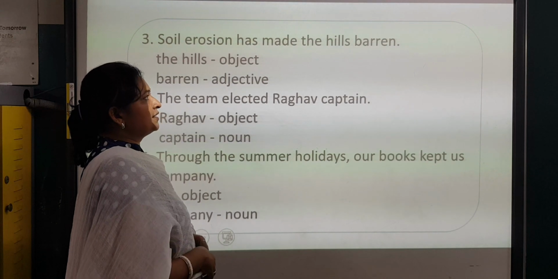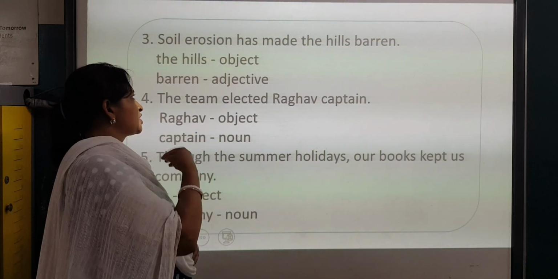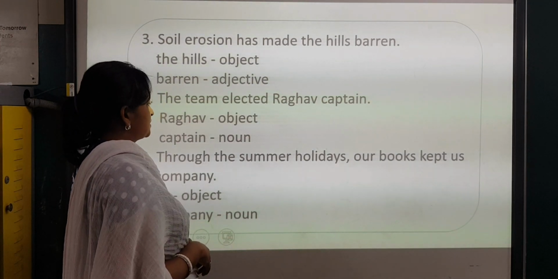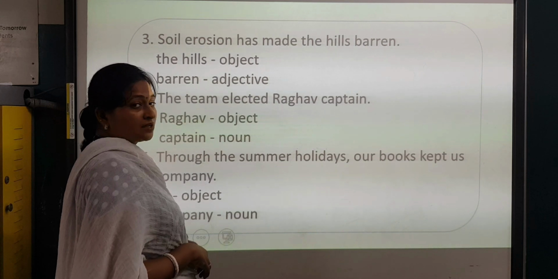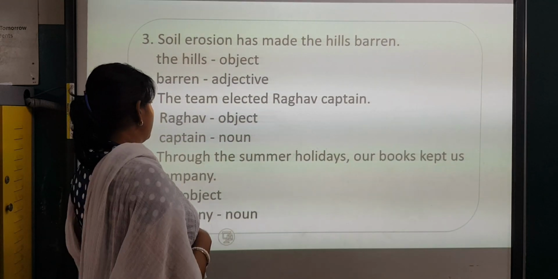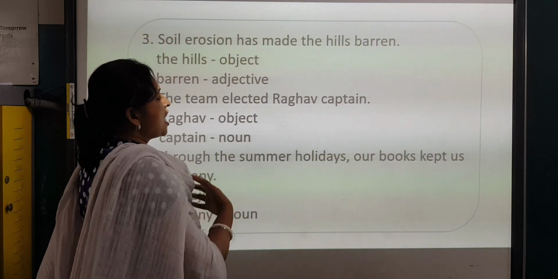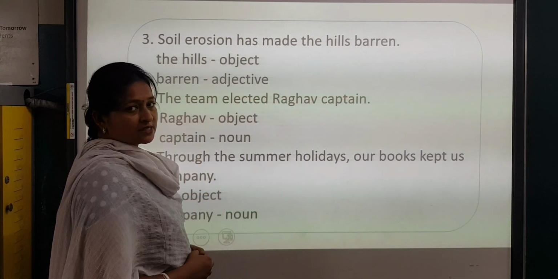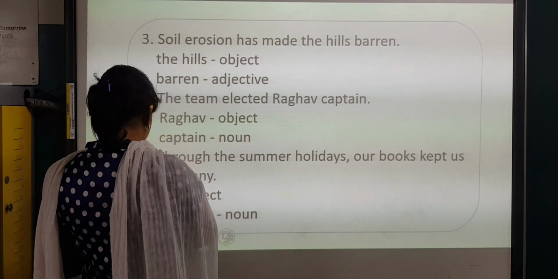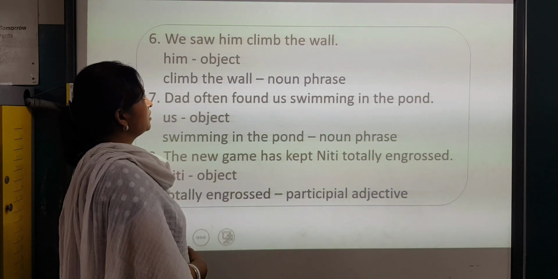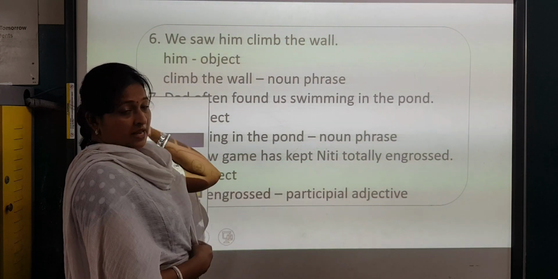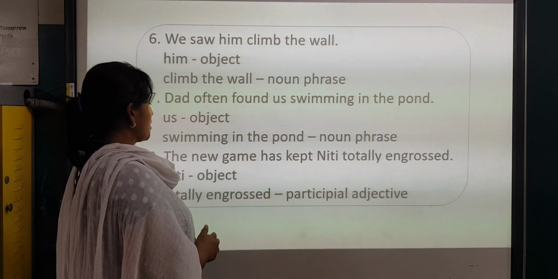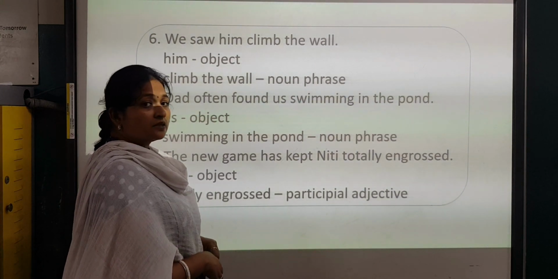Soil erosion has made the hills barren. The hills are the object and barren is the adjective complement. The team elected Raghav captain. So Raghav is the object, captain is a noun which is a complement. Through the summer holidays, our books kept us company. Us is the object and company is the noun which is a complement. We saw him climb the wall. Him is the object, climb the wall is the noun phrase. Dad often found us swimming in the pond. Us is the object and swimming in the pond is a noun phrase.